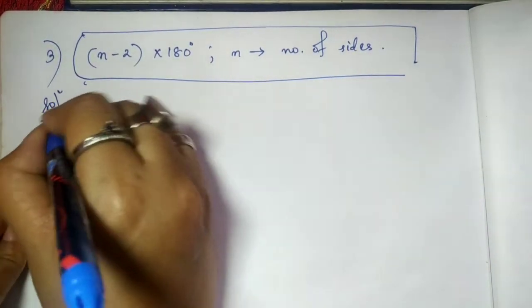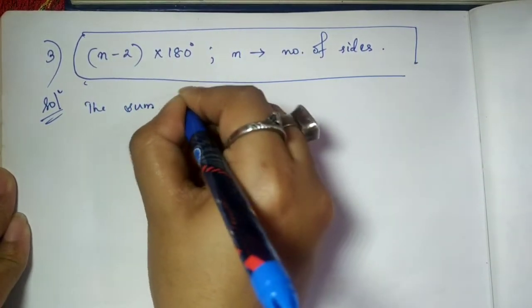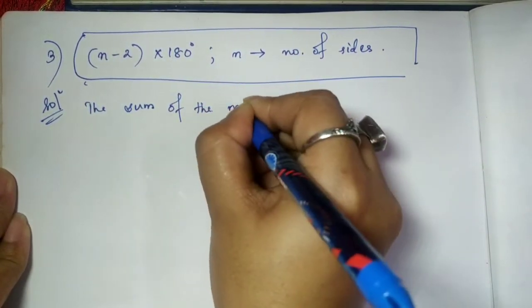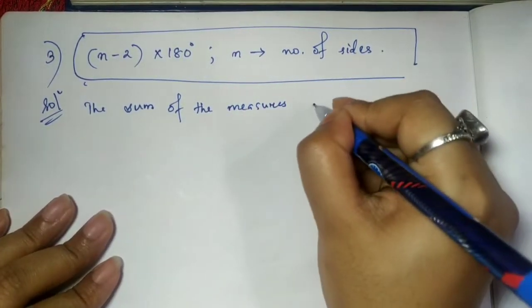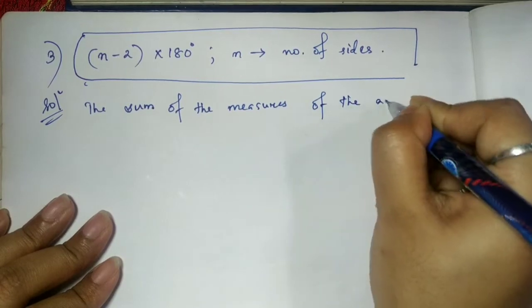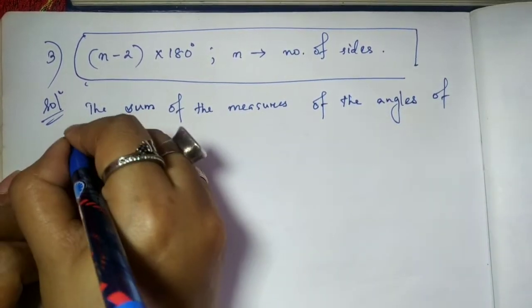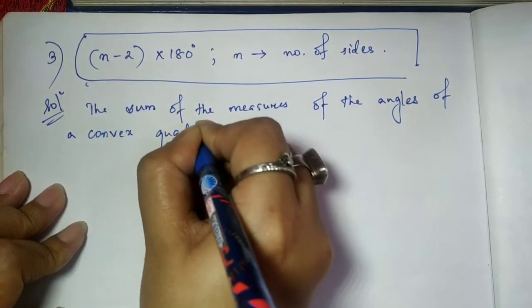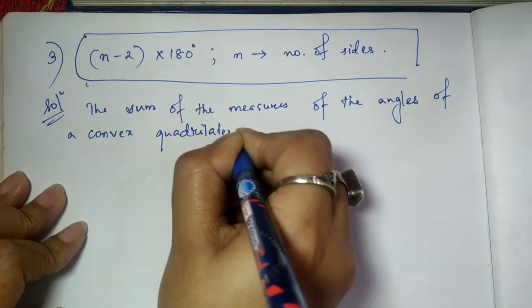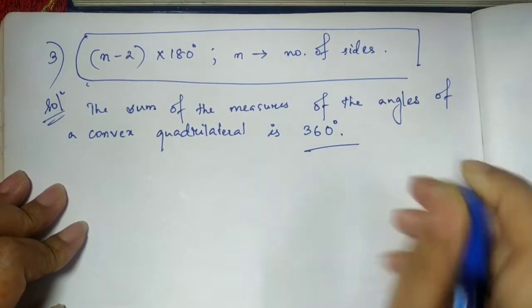So you can write like this, a full statement: the sum of the measures, you can write it from the question, of the angles of a convex quadrilateral is 360 degree. So this is the first part.